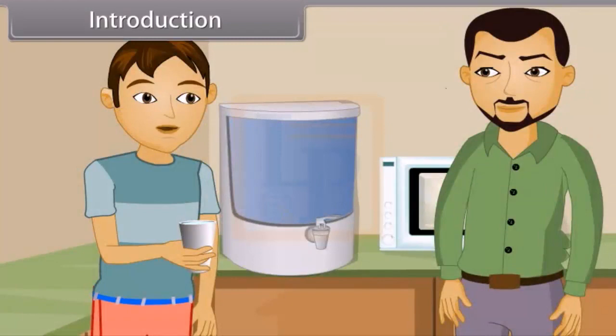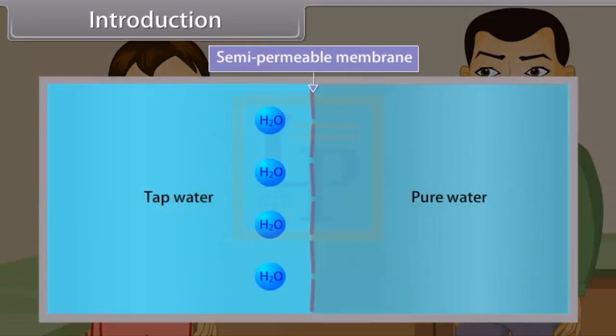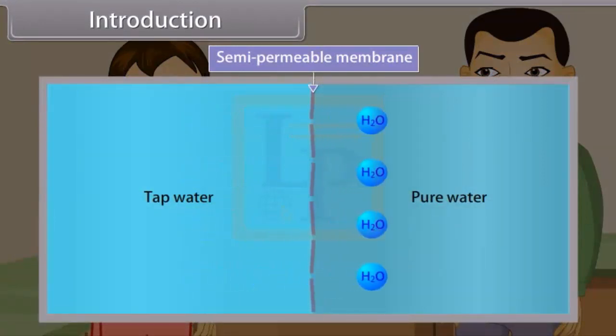Father, I want to ask you something about this. How does RO purifier work? Okay, son, I will tell you. It works on the principle of reverse osmosis. The tap water is a solution of water, minerals, metals or some impurities.